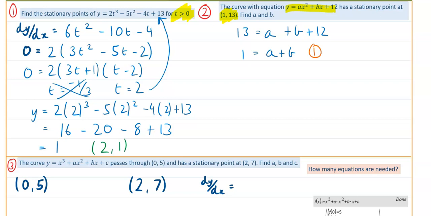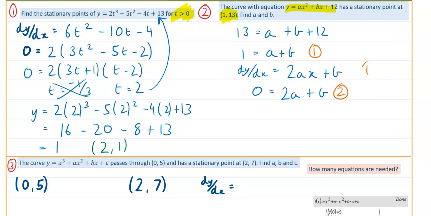We of course need two equations to solve this, as we have our a and b values. The other thing we've been told is that we have a stationary point when x equals 1. So let's find our derivative, which is going to be 2ax plus b. So our derivative equals 0 when x equals 1, which gives 0 equals 2a plus b. That's our second equation.